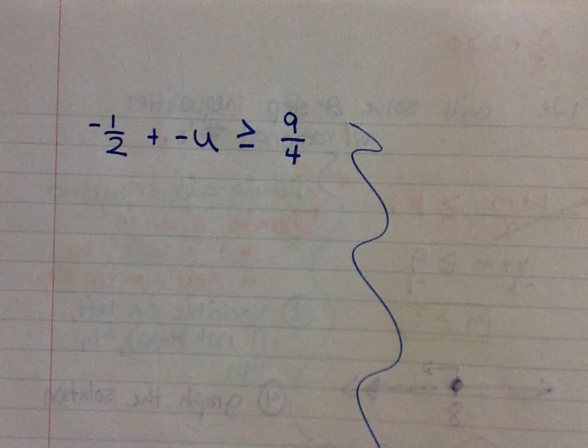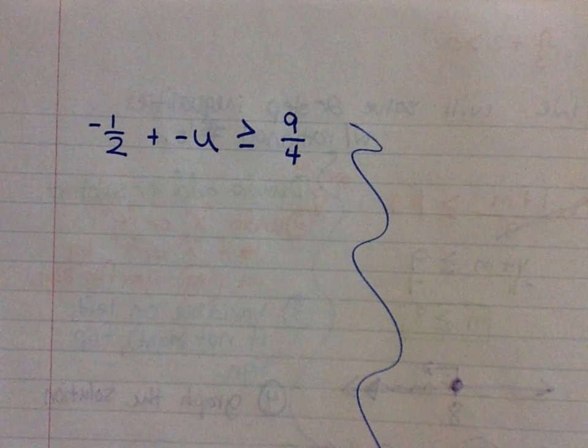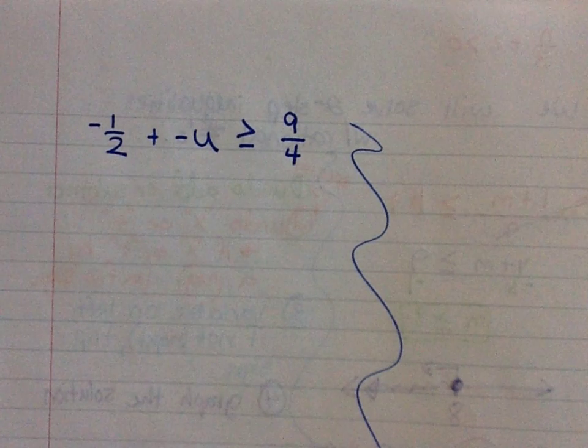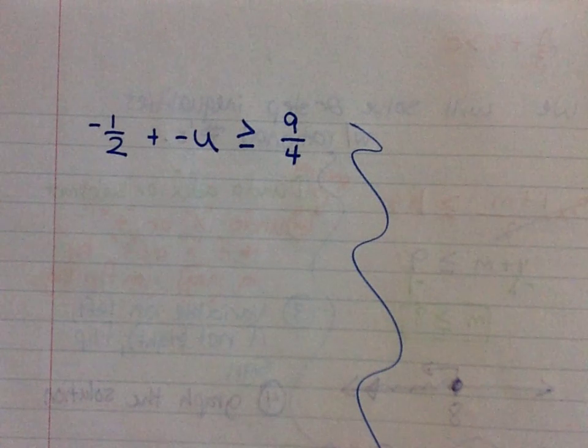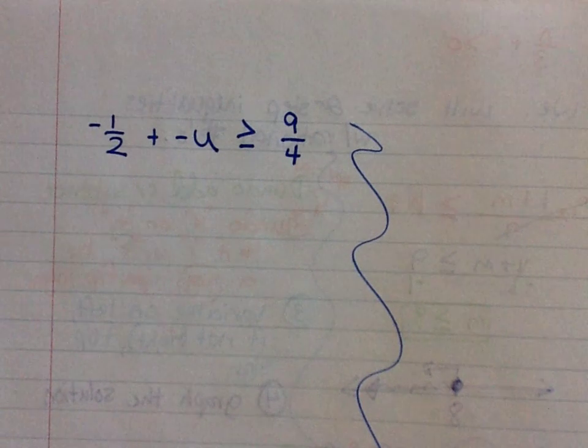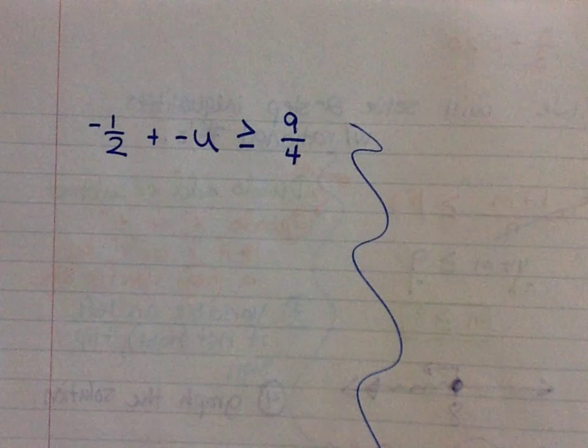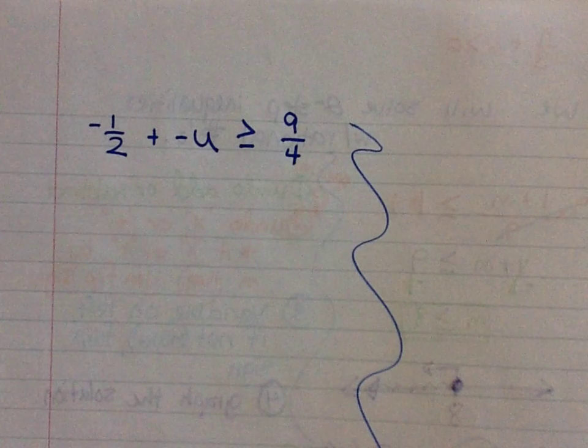The steps are going to be the exact same. Just pretend like these are whole numbers. Okay? Negative 1/2 plus negative u is greater than or equal to 9/4.